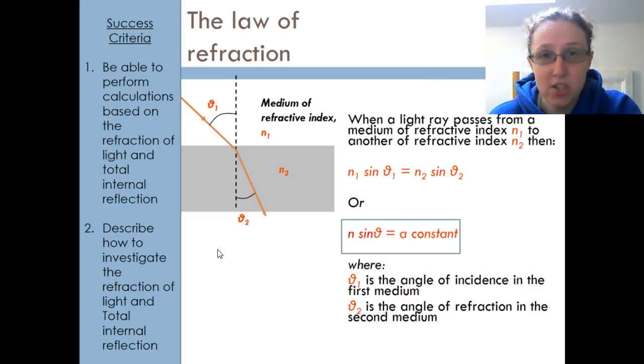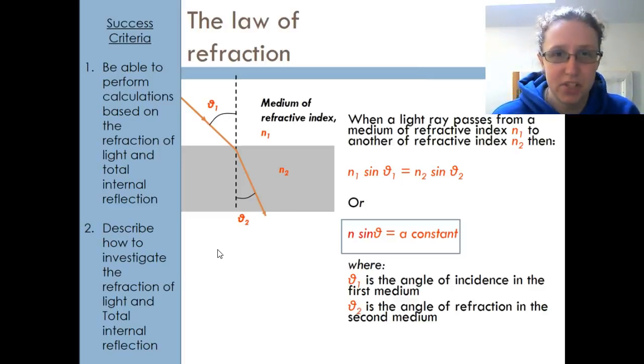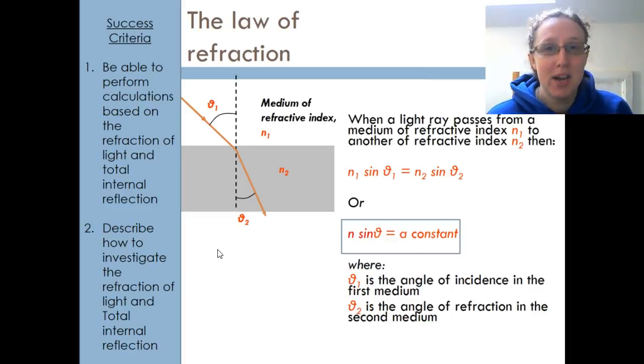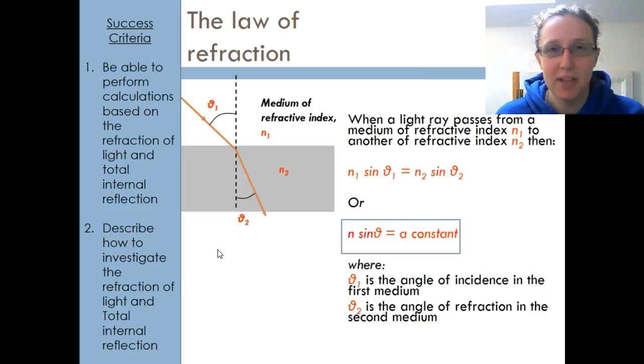So that's refraction, that's the equation that goes along with it, and hopefully, like I said, that was just a recap, and it's now all a little bit fresher in your mind. We'll do a fair bit of practice at this, and we'll probably get some ray boxes out and do some actual practical playing with light as well.